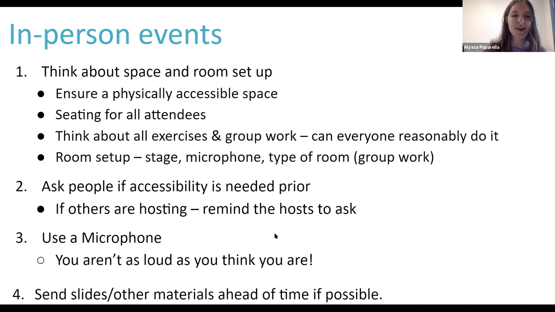So you want to make sure that it is accessible for wheelchair users. So say there's ramps possible and there's also elevators. I also always recommend checking to make sure the elevator is working, not just saying, hey, we know we have an elevator. Is it actually working and functional? You also want to make sure that there's seating for all attendees, so nobody has to stand. There is seating available.